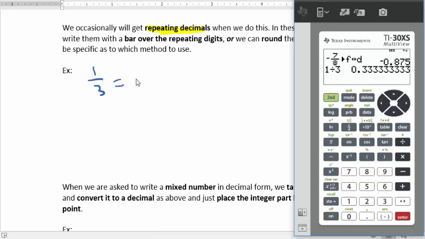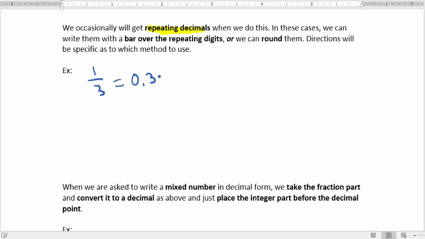So this actually would be written as 0.333, and once I've established a pattern there, I can use what we call ellipses to indicate that that pattern continues forever, so that you're going to have a 3 repeating infinitely, right? So that's one way to write it in its exact form. The other way to write it in its exact form would be to write 0.3 and place a bar over the repeating digits. In this case, the repeating digit is a 3. So that would just be 0.3 with a bar over the 3.